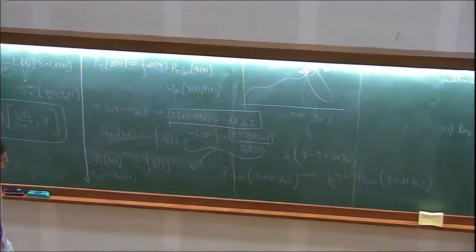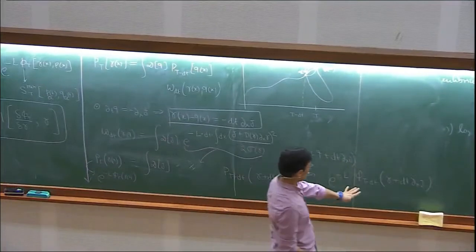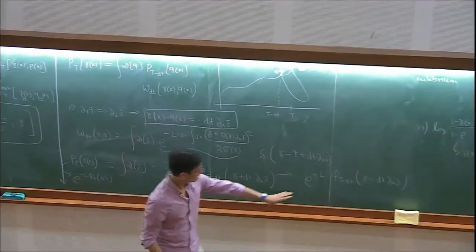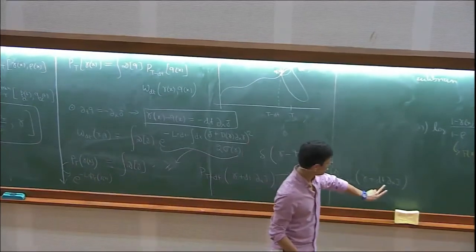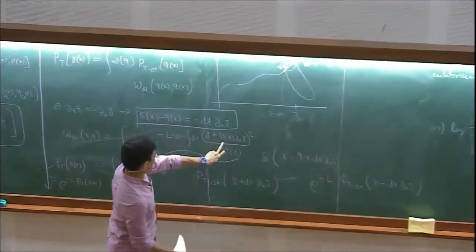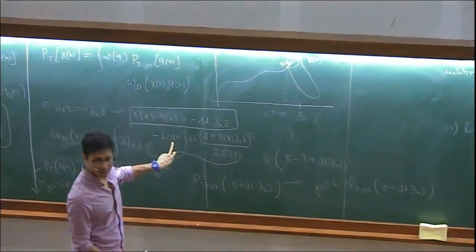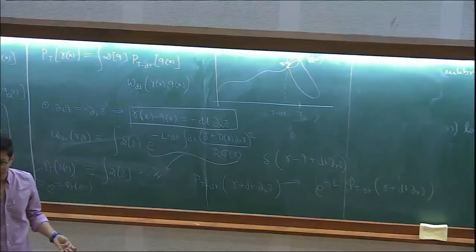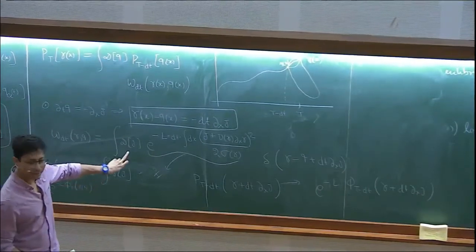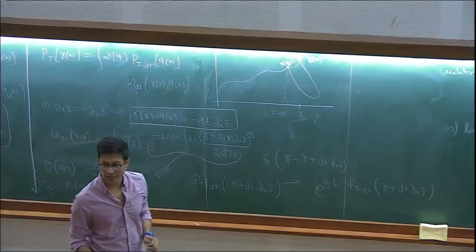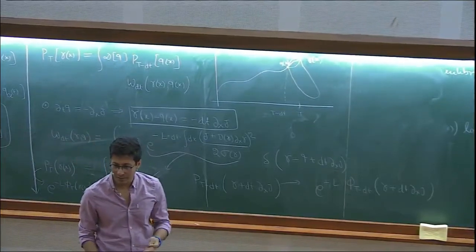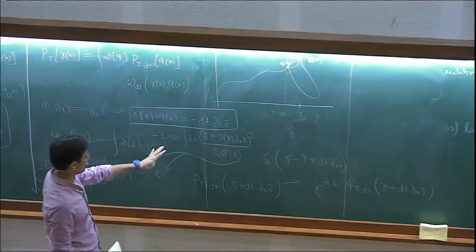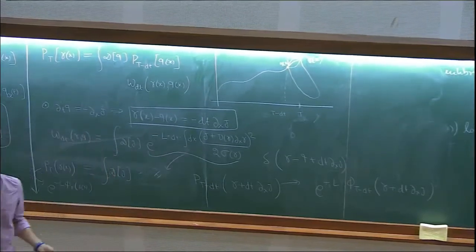All you have to do now is use this form and expand everything up to linear order in dt. Okay? So you do a Taylor expansion up to linear order in dt. This is already in linear order in dt. Once you do that expansion, you would realize that the integral here is simply a Gaussian integration. You have to do an integration by parts, which is just simple algebra. And once you realize that it's a Gaussian integration, you can simply do that.